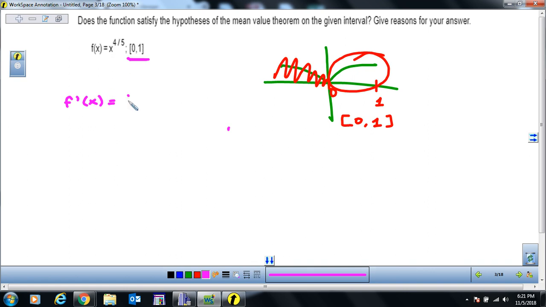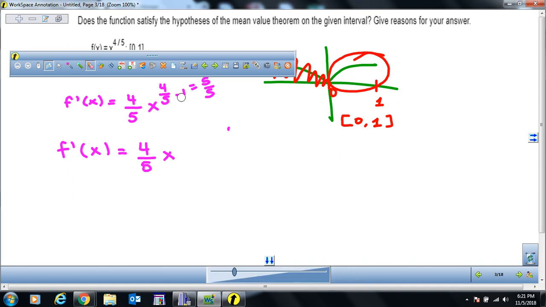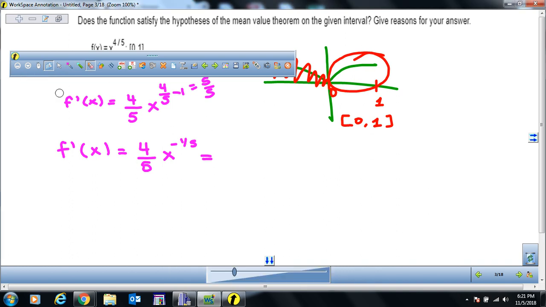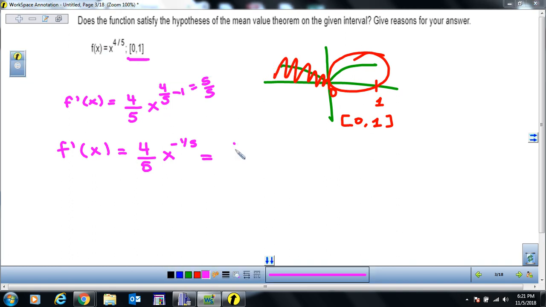And the derivative of this function would be 4/5 times x raised to the 4/5 minus 1. So this derivative would be 4/5 x raised to the, this would be 5/5, right? So 1 would be 5/5, so this would be negative 1/5. So if you simplify this, you have to send the negative exponent to the denominator, and we can make it a radical. So 4 over 5 times the 5th root of x.